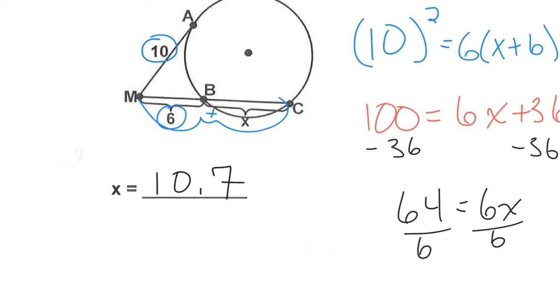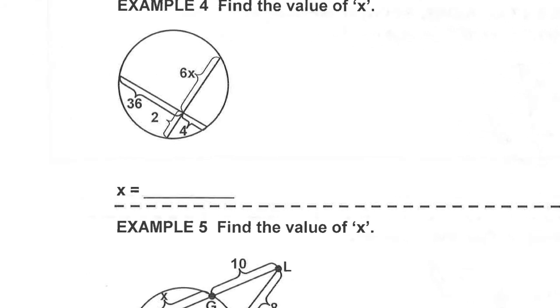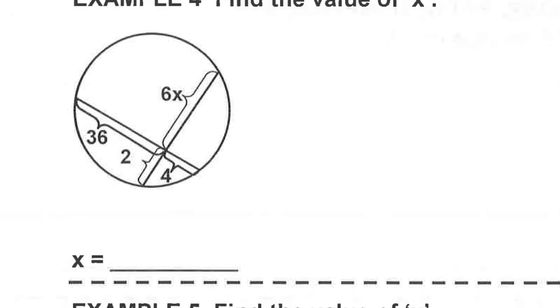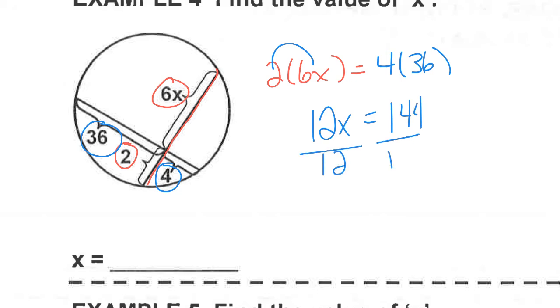Let's look at the last two. Let's see, example 4. It looks a lot like number 1. Let's go ahead and finish this one. I think that's no problem. Let's look at this line first. Part of it is 2. The other part is 6x. So how about 2 times 6x equals, we've got 4 on one side, 36 on the other. So how about 4 times 36? Let's see, 2 times 6x will give me 12x. And that's going to equal 144. And when I divide both sides by 12, I get x equals 12.